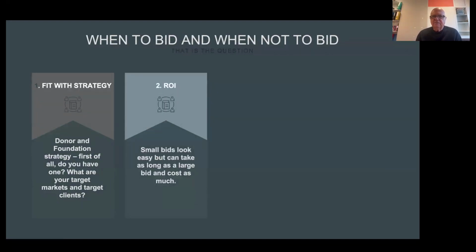The second thing is, what's the return on investment? Remember what we said about small bids. Small bids can look easy, but they can take a huge amount of time. So maybe it's worth investing and putting some time in preparing for a big bid rather than a small bid.